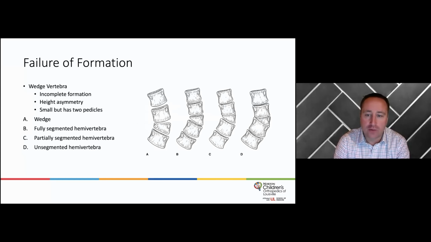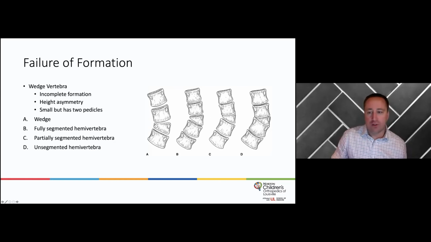So normally the vertebral body should be block shaped. It should not be wedge shaped. But what you'll notice when it's a wedge, it's going to be higher on one side than the other. It's smaller than a normal vertebral body, but it still has pedicles. So hopefully my arrow is working, but these circular things right here, these are called pedicles. And so you can see in this wedge vertebra, this patient still has two pedicles, but the vertebra itself is smaller.